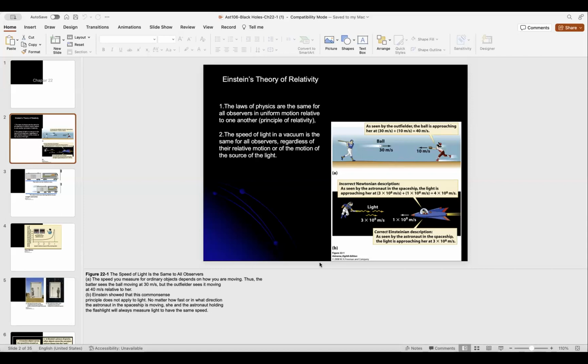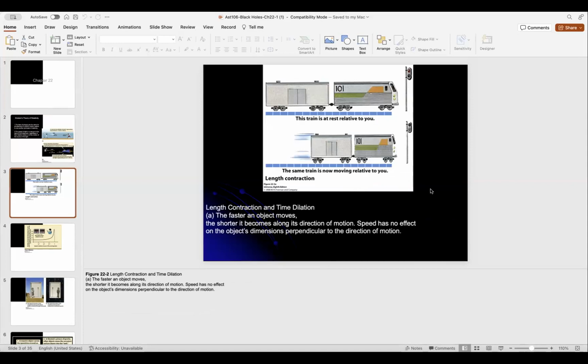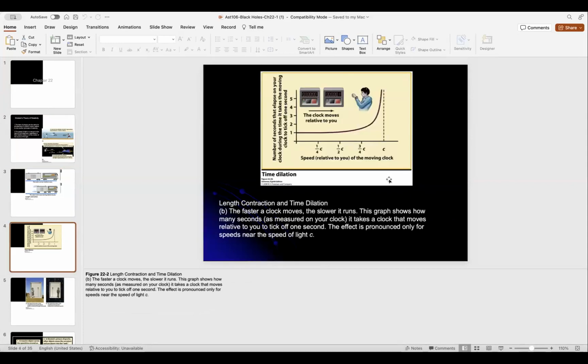This has wide-ranging effects. The whole theory of relativity is built on it. It has several effects, such as length contraction and time dilation. For things that are moving fast, close to the speed of light, time slows down.